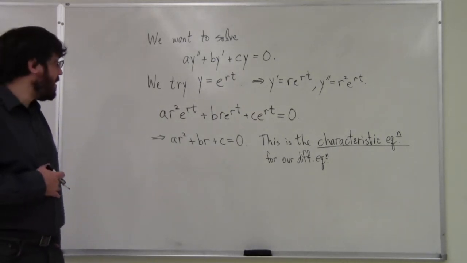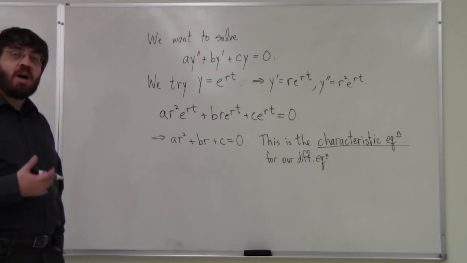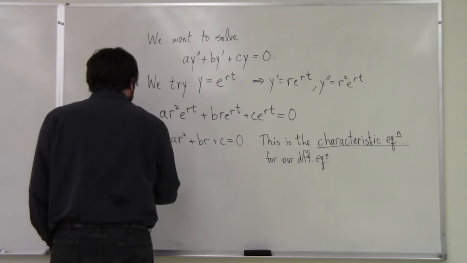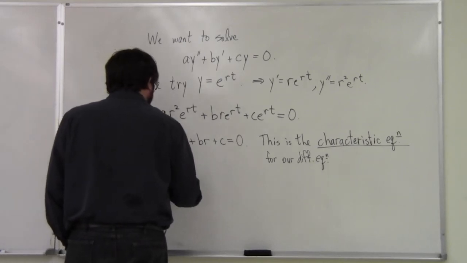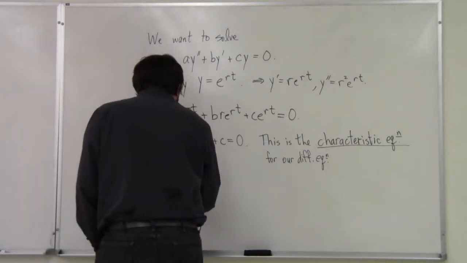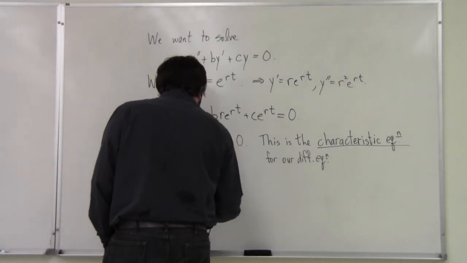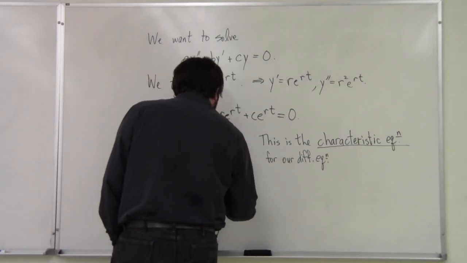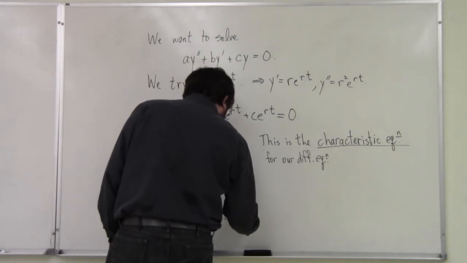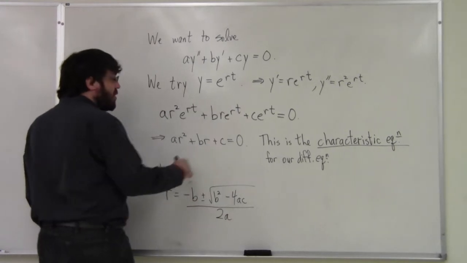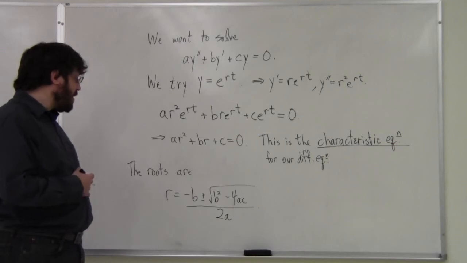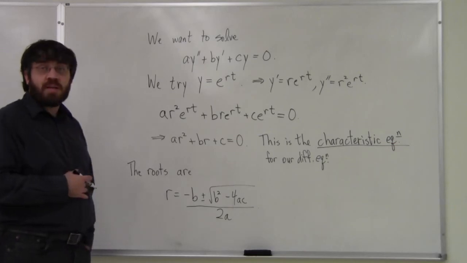ar^2 + br + c = 0. So that's an algebraic equation that helps us solve the differential equation. We always know the roots of this by the quadratic formula. So the roots are r = (-b ± √(b^2 - 4ac)) / 2a. It's just the quadratic formula. We have a, b, and c as our coefficients, so we just get the regular quadratic formula, r = (-b ± √(b^2 - 4ac)) / 2a.